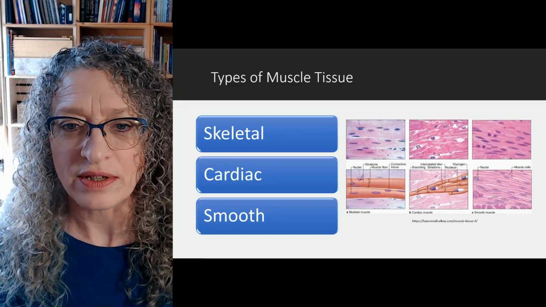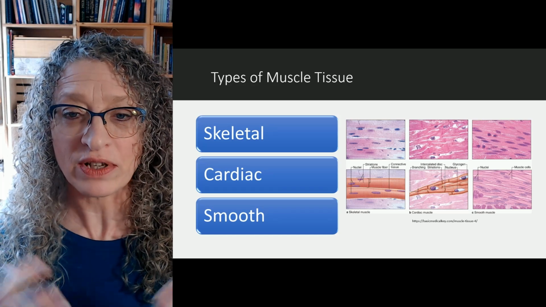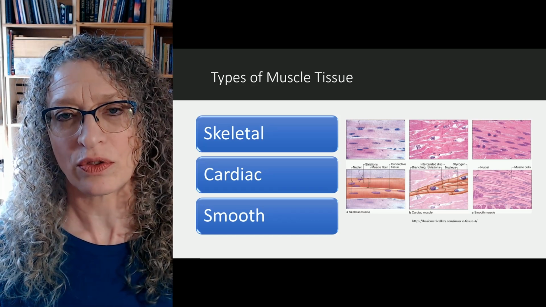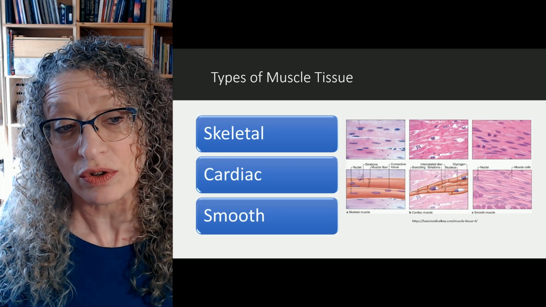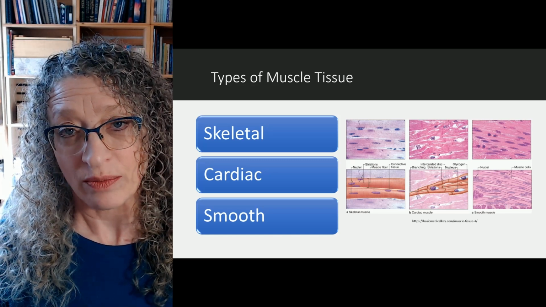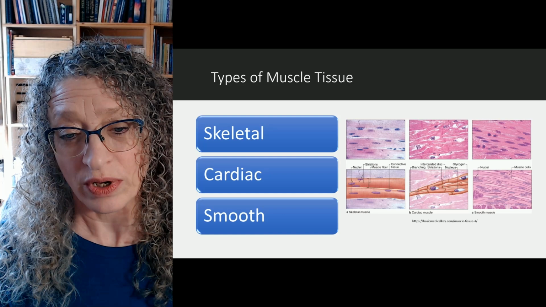So just as a reminder, when we talk about muscle tissue in general in the body, there are actually 3 different types of muscle tissue. We are going to be focusing primarily on the skeletal muscle tissue in this class.